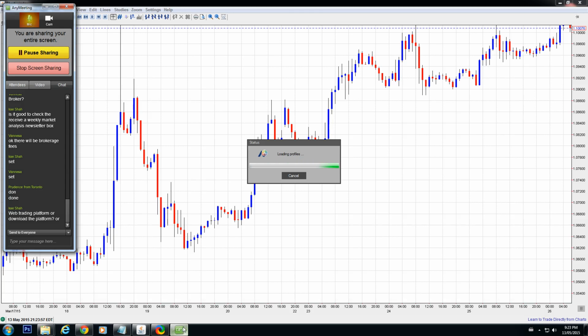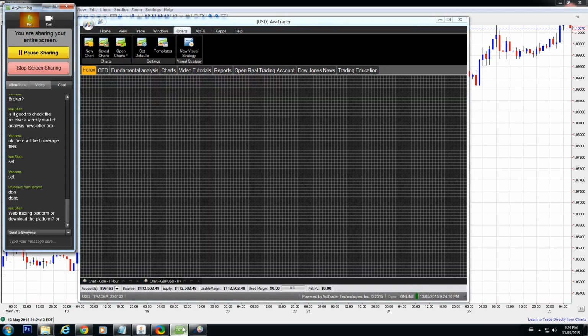Download the platform. The web trading platform gets buggy and laggy, so you have to be careful with that one. But if you're not at home and you're ever thinking to make a trade or you want to see what's going on, you can log into the web trading platform.